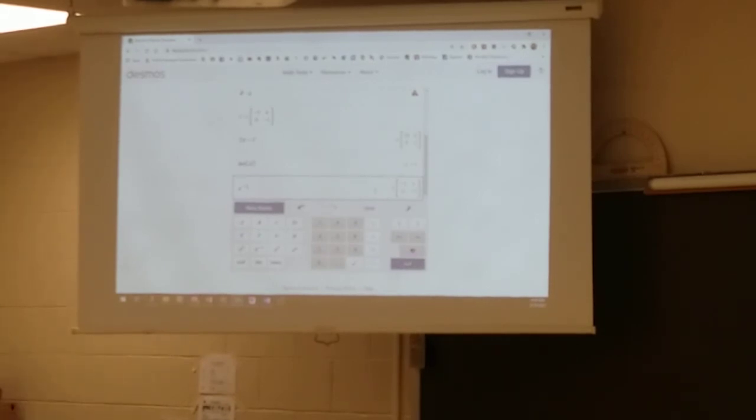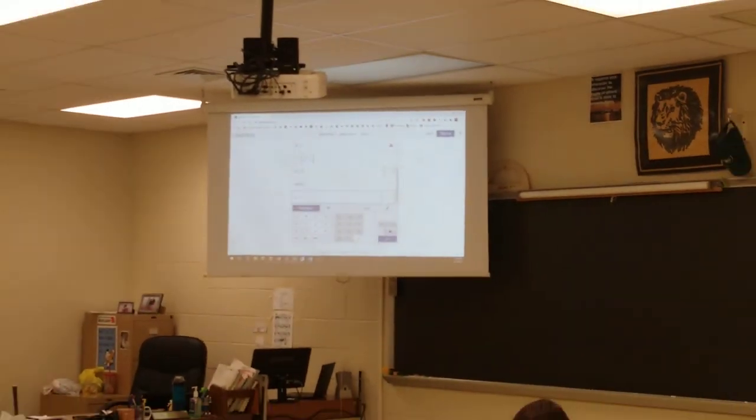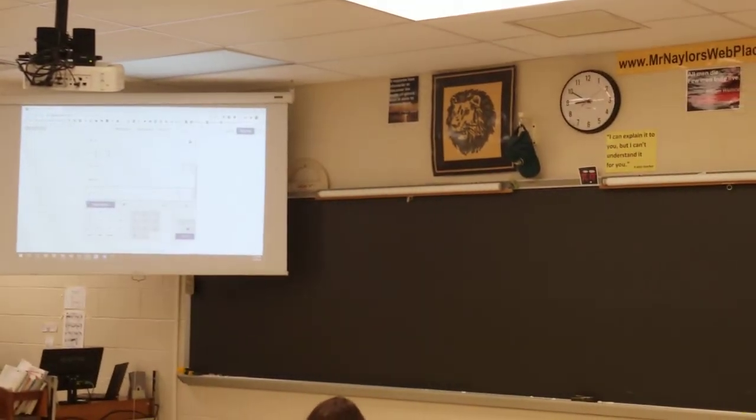Notice that the first x and y goes in the first row, and then there's a number 1, and then the next x and y goes in the next row, and then the last x and y goes in the third row. And then there's always a 1 that ends up beside, in the last column.